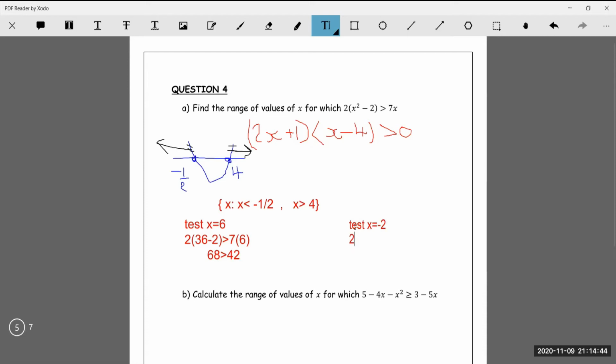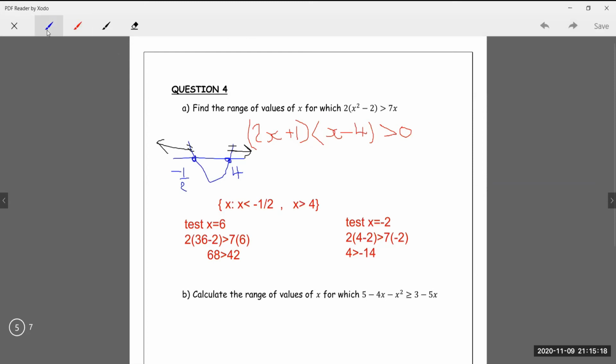Testing out -2, we're going to get 2 times -2 squared is 4 minus 2, and that should be greater than 7 times -2. Of course that's right, because this works out to be 2 times 4, 2 times 2 rather, because 4 minus 2 is 2, and so we get 4 is greater than -14. That is absolutely right. And so we can conclude that, of course, this is the actual solution. All right, so this is the solution. We know that our solution is right. X is less than -1/2 or x is greater than 4.